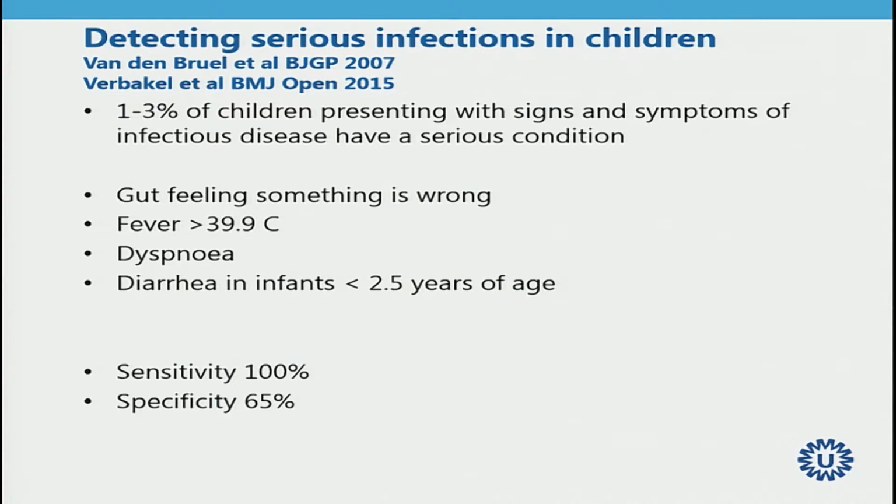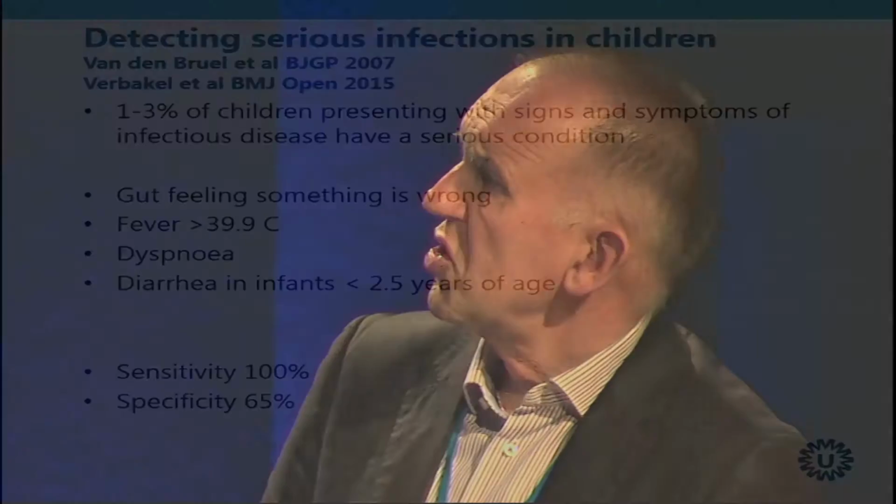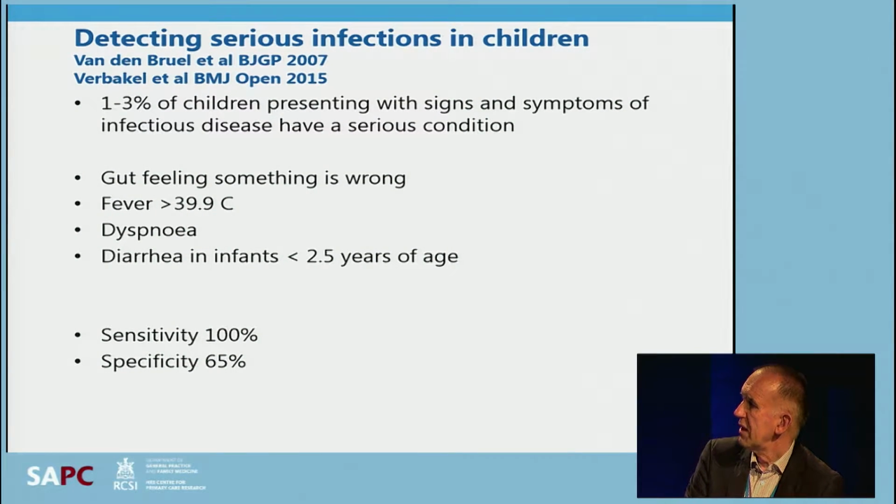The group around Van den Bruel and David Mant and others looked at how they could solve the problem of detecting serious infections in children. And they saw that, as you already suspected, only 1 to 3% of children presenting with signs and symptoms of infectious disease have a serious infection. They found that these 4 characteristics did predict serious infections. Gut feeling from the physician, very important. Fever, high fever, dyspnea, and diarrhea in young infants were in fact predictive for serious disease.